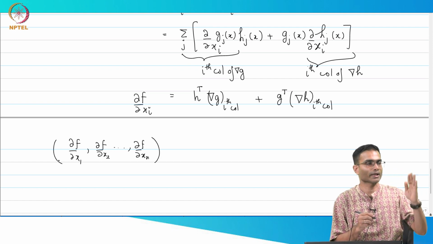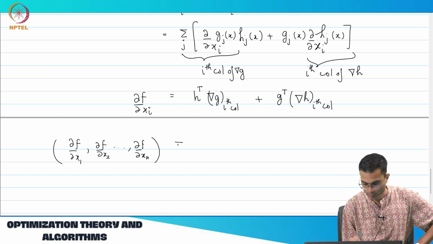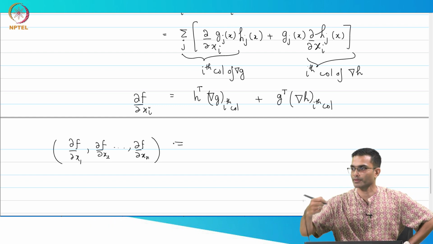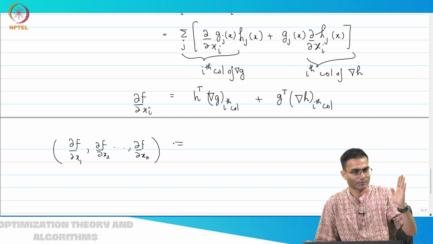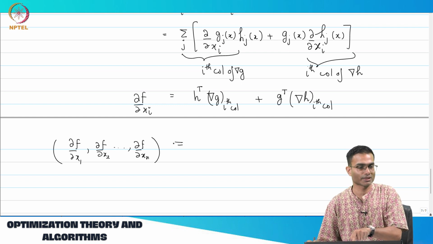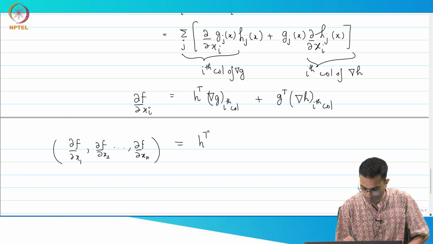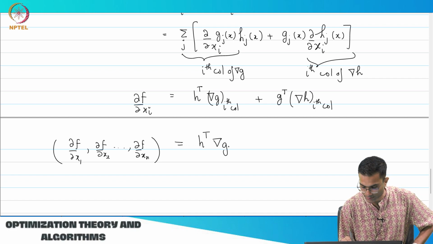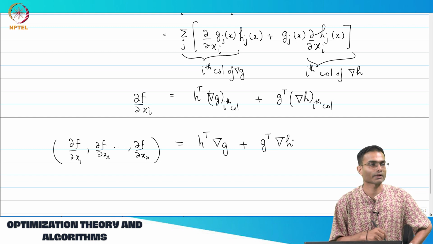Just for fun, I am going to write them as a row vector. If I want to write it as a row vector, what will it look like? Just looking at it should give you an answer. These are all like columns, right? So what is changing in each column? Only this i variable is changing. H transpose is remaining constant everywhere. So I can write this as H transpose multiplied by grad G, as simple as that, plus G transpose grad H.